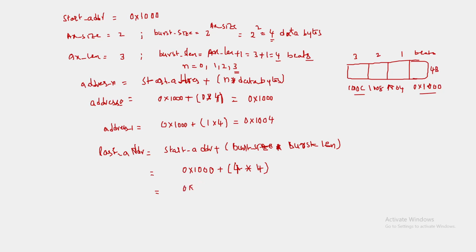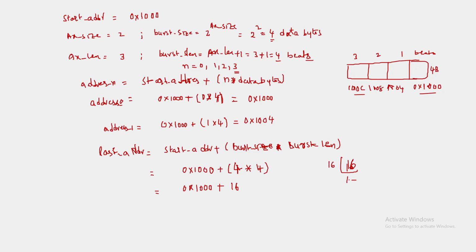So this is the hexadecimal value. We will consider the 1000 value plus 4 into 4, which means 16. What is the value we are getting? 16 is the final last value we are getting. How to calculate that last value: this 16 is the decimal value, and the decimal value should be converted into hexadecimal. 16 should be divided by 16.